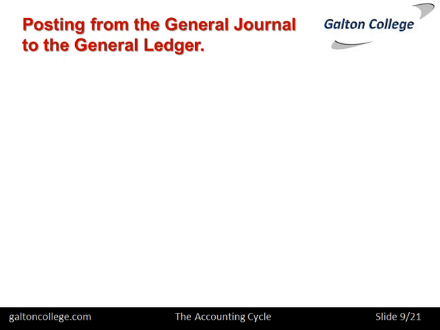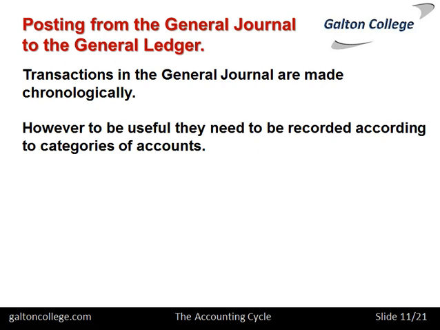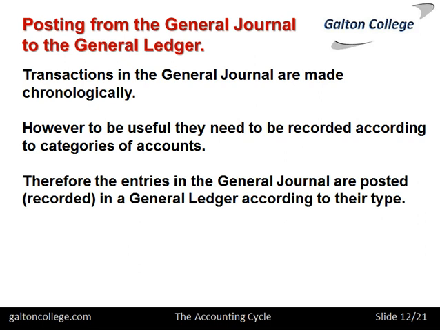Now, postings from the general journal to the general ledger. Transactions in the general journal are made chronologically. We've already said that. However, it may be useful to record the various bits of information in the general journal according to their categories of accounts. So the entries in the general journal are posted. That's an accounting term for recorded. They're posted in a general ledger according to their type.